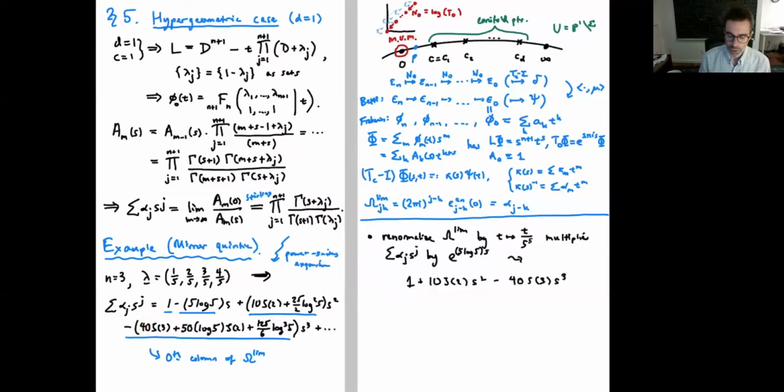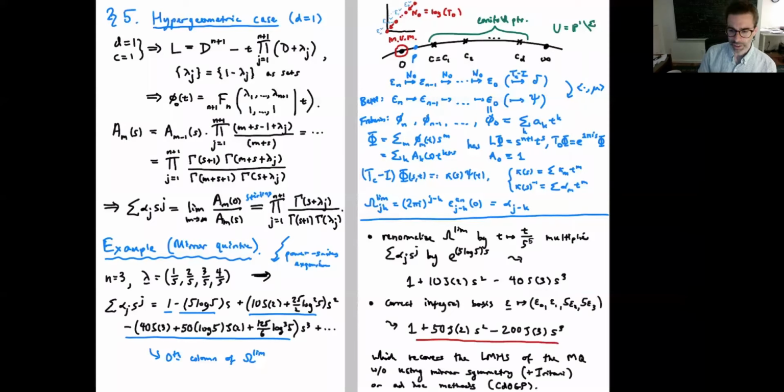If I rescale t by t goes to t over 5 to the 5th, then that has the effect of multiplying alpha by e to the 5 log 5 s. And then that will get rid of all these annoying log 5s here. So remember, rescaling at the origin, changing your tangent vector at the origin, affects the mixed Hodge structure. I still have my zeta of 3.